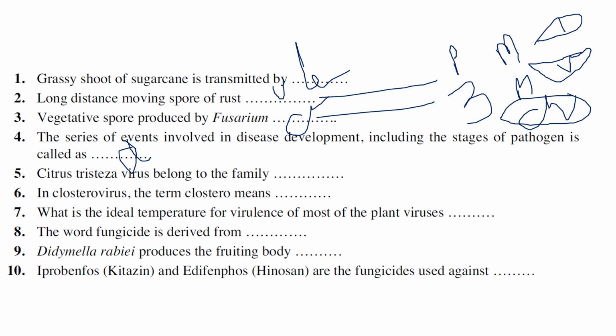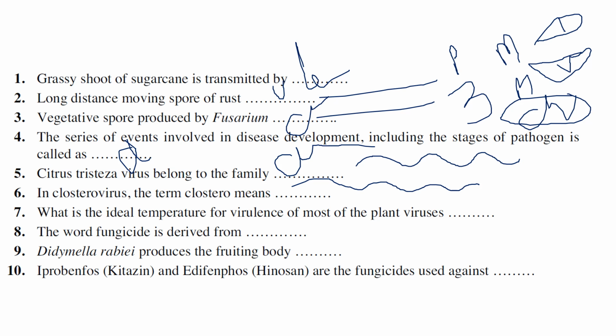Citrus tristeza virus belonging to the family, they are asking, Closteroviridae. In Closterovirus, the term clostero means a thread-like structure. If you see citrus tristeza virus, it also looks like a thread-like structure, and it is also the longest virus. And one more is Stromatous spotted virus, 100 nanometers close to, and this is also some kind of thread-like structure. This is also considered to be among the longest.